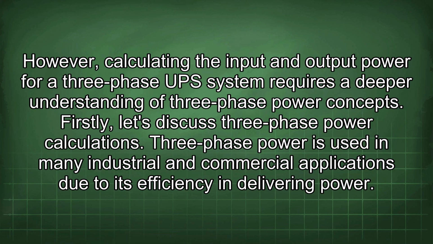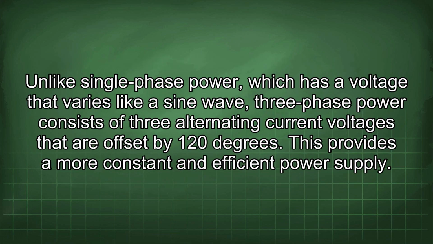Firstly, let's discuss three-phase power calculations. Three-phase power is used in many industrial and commercial applications due to its efficiency in delivering power. Unlike single-phase power, which has a voltage that varies like a sine wave, three-phase power consists of three alternating current voltages that are offset by 120 degrees. This provides a more constant and efficient power supply.